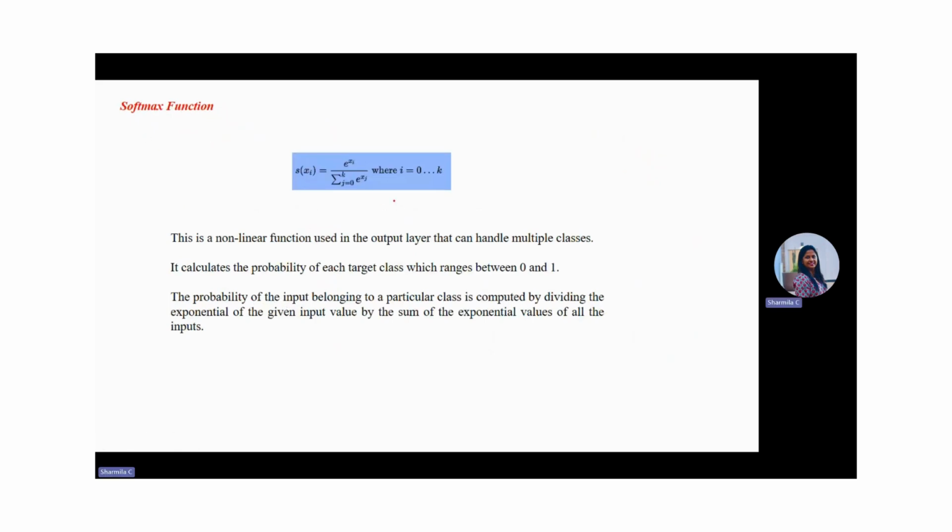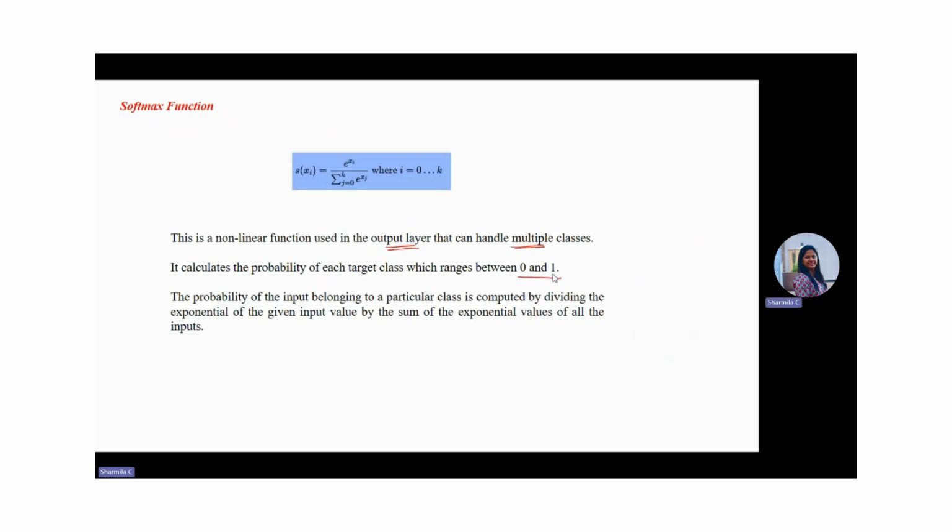Next, we have the softmax function. This is the formula we will be using. This is a non-linear function used in the output layer that can have multiple classes. If it is a binary class problem, we have only two classes. If we have multiple classes, we can have more than two classes. Whenever we have multi-class problems, for the output layer it is always better to use this softmax function. The value ranges between 0 and 1.